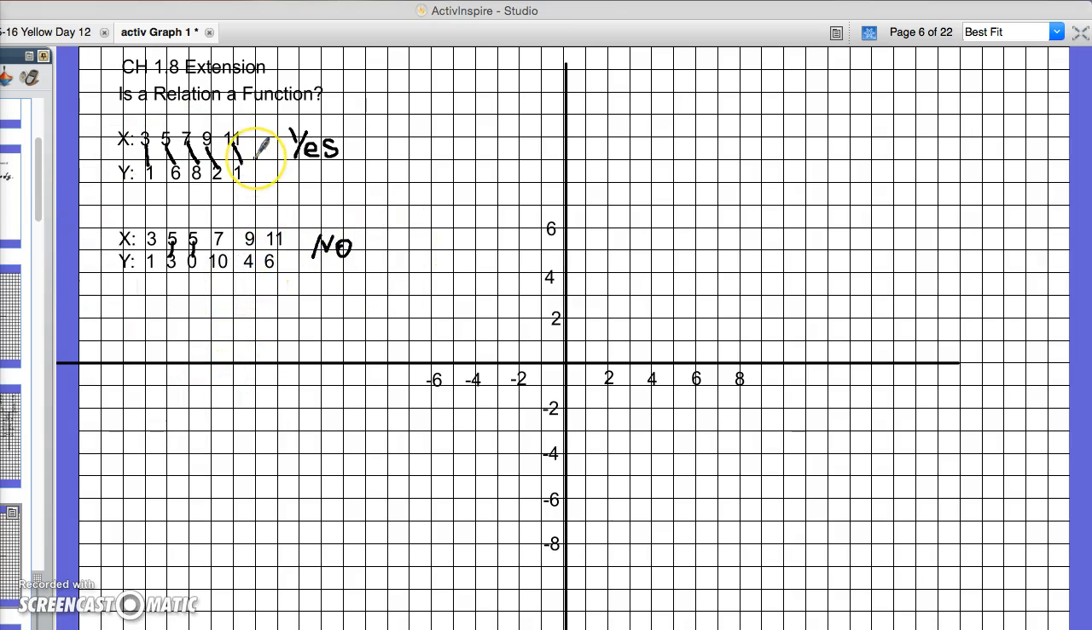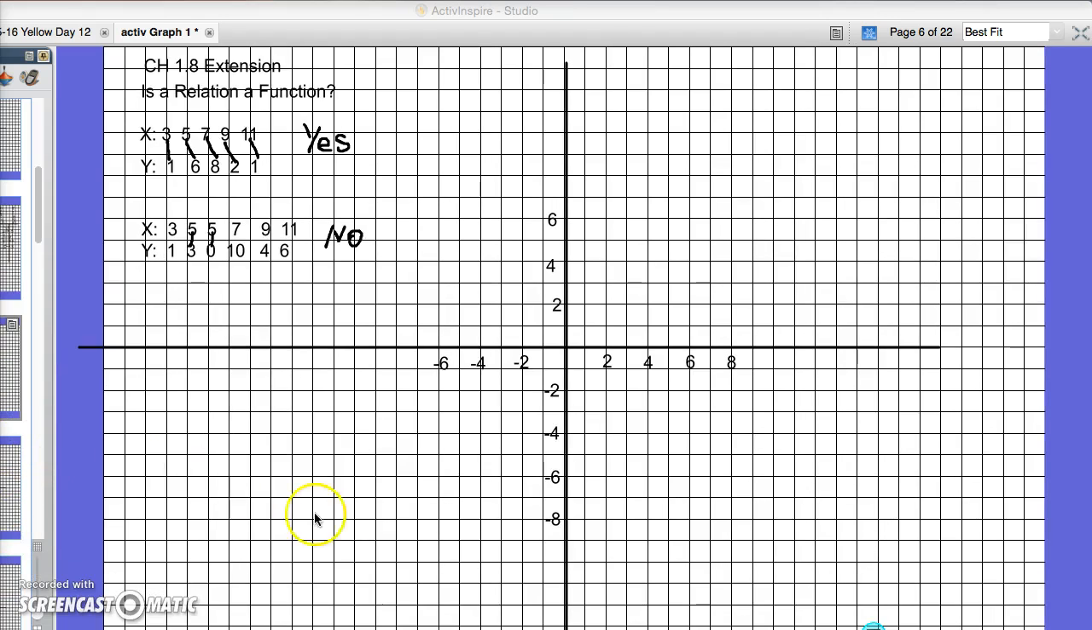Okay, so for a chart, it's pretty easy to tell. You just see if for every value of the domain, there's exactly one value of the range. In this case, 5 had 2 values. It's not a function. In this case, everyone had exactly one value. It is a function. Okay, now let's look at what happens if we have the graph of a relation.